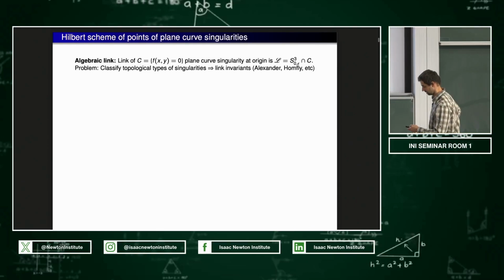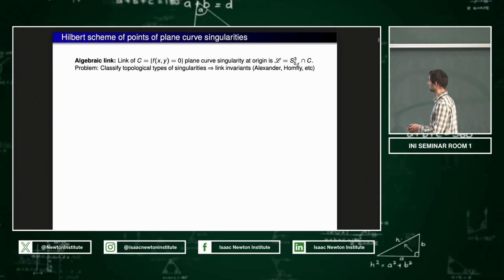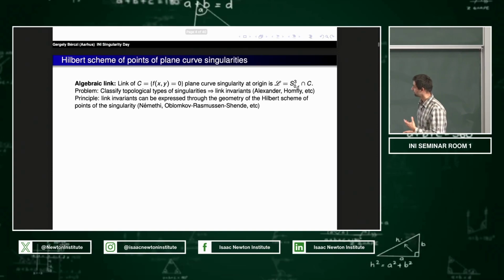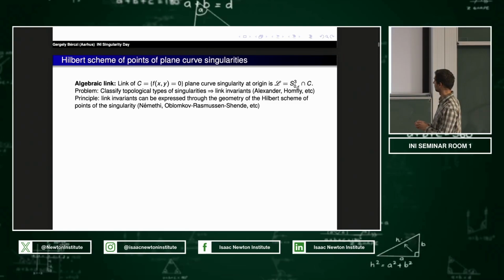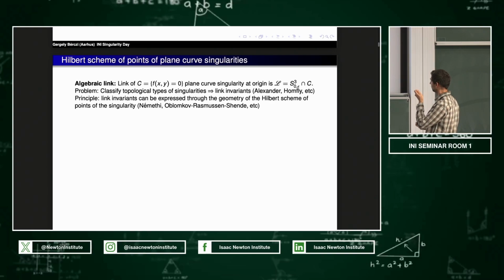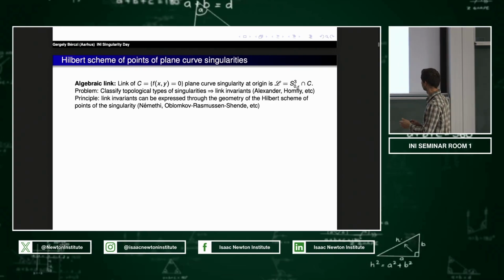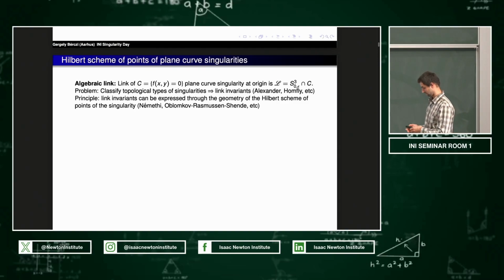A meta problem is to classify topological types of singularities, and one way to do this is by finding link invariants. There's a long history of this in geometry, so we know a lot of link invariants, Alexander, HOMFLY, and so on. And the geometric principle is that these link invariants must somehow depend on the geometry of the Hilbert scheme of points on the singularity itself.